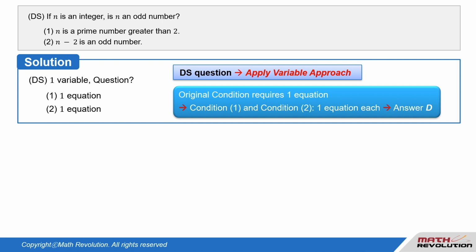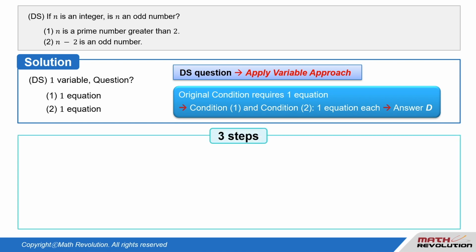Now, one variable would generally require one equation to allow us to determine the value of the variables. We know that each condition would usually give us an equation, and since we need one equation to match the number of variables and equations in the original condition, the equal number of equations and variables should logically lead to the answer D. Let's apply the 3 steps suggested previously.